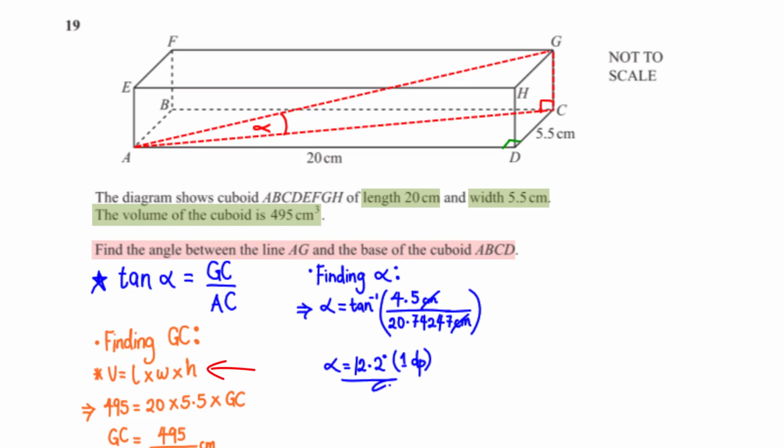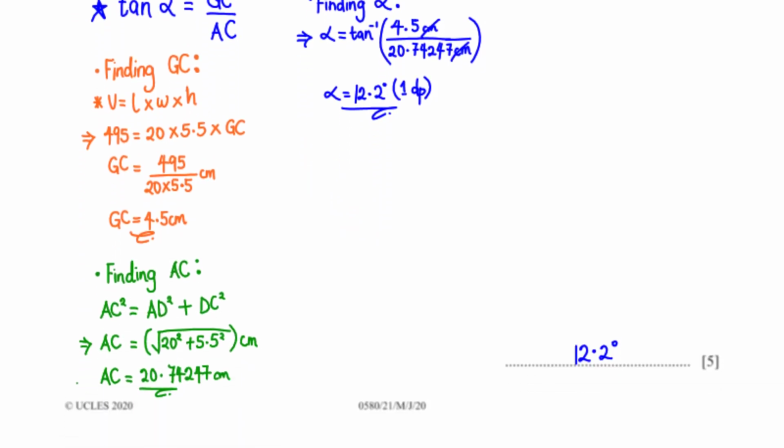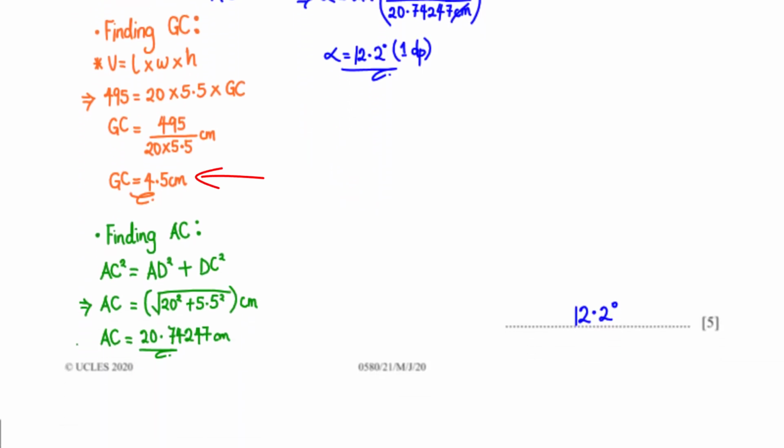We've been told that the volume of the cuboid is 495 centimeters cubed. We know the length of the cuboid as 20 centimeters and the width as 5.5 centimeters. And so when we slot these values into the formula for finding a cuboid, we can find the height of the cuboid, which is the same as GC. And this gives us a final value of 4.5 centimeters. Let's find the length AC.